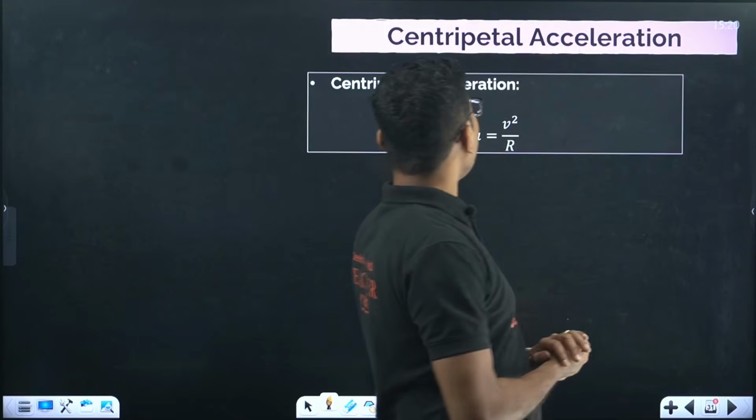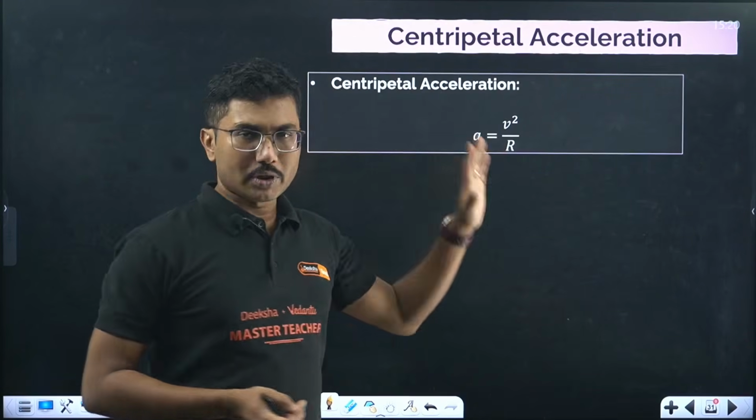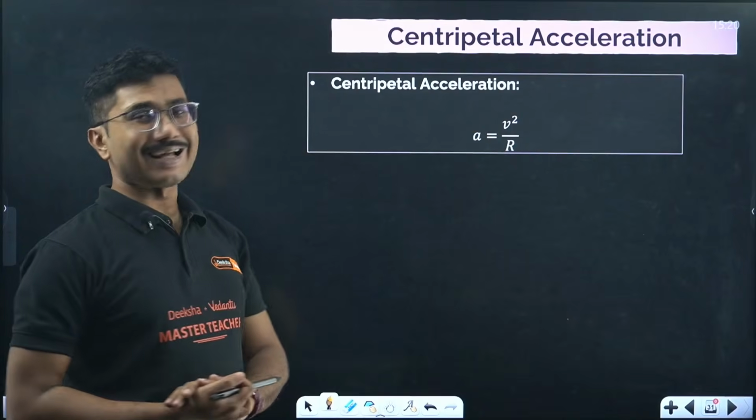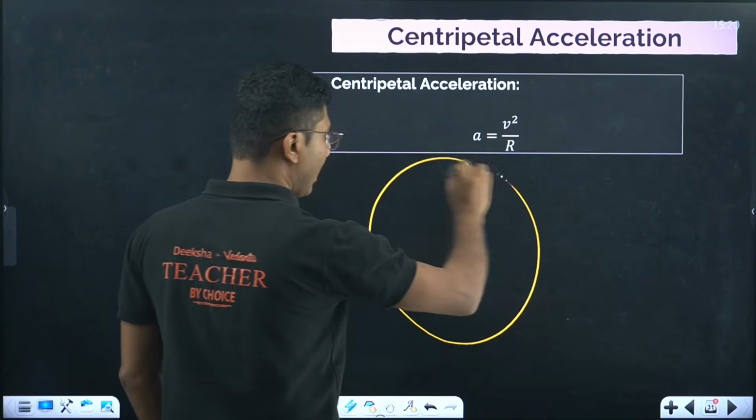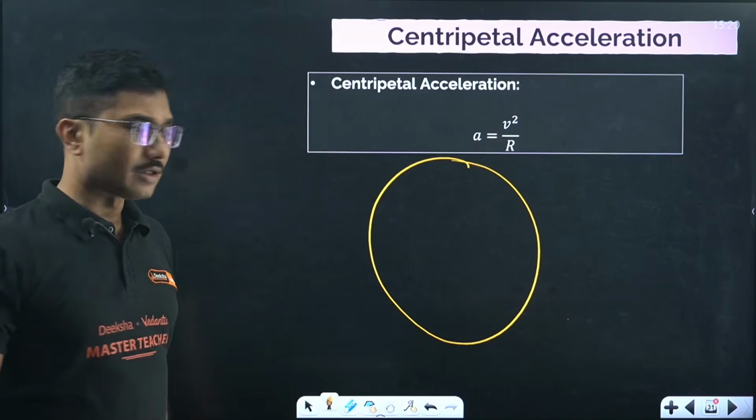Obviously one more formula is there, centripetal acceleration. Centripetal acceleration is basically when an object is moving in a circular orbit.